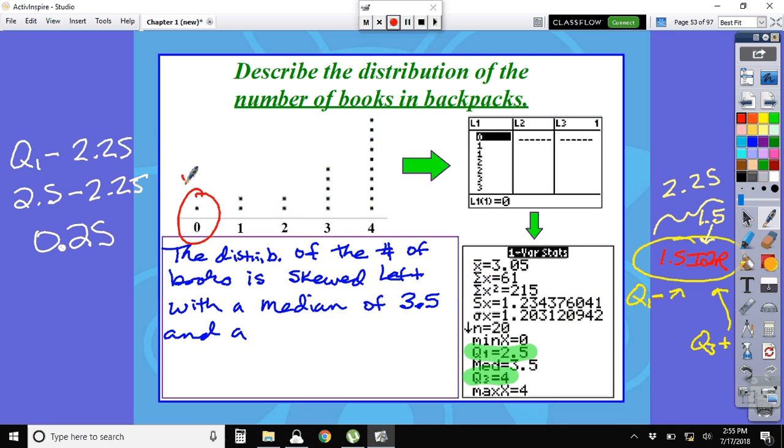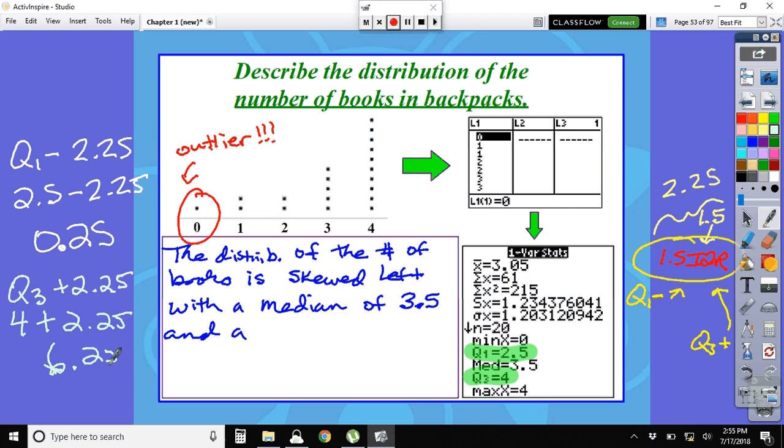So 0 is an outlier. Well, now let's check on the other end of the distribution. If I had Q3 and I added my 1.5 IQR, that 2.25 number, Q3 was 4, and I'm going to add 2.25 onto it. So do I have any numbers that are bigger than 6.25? And that would be a big no because my maximum was 4. So I don't have any upper outliers, but I do have one lower outlier. So if I have an outlier present, then we said IQR was the better measure of spread.